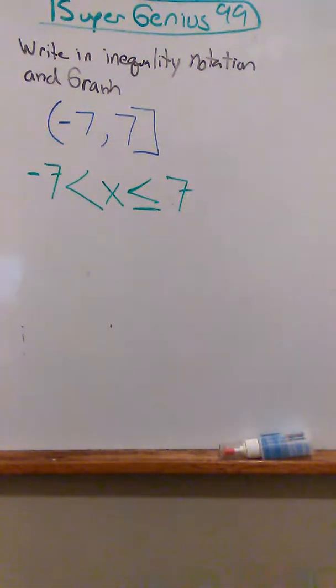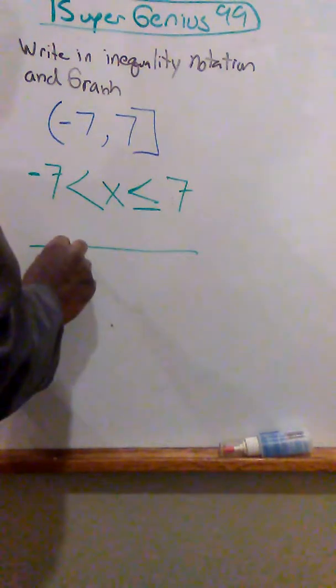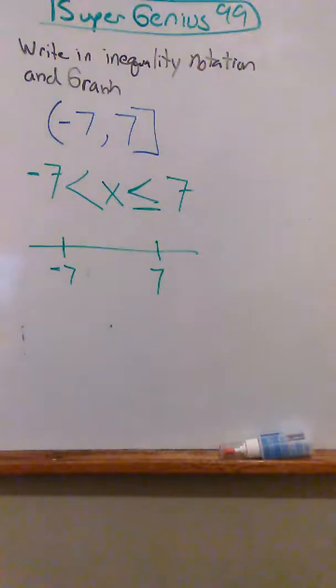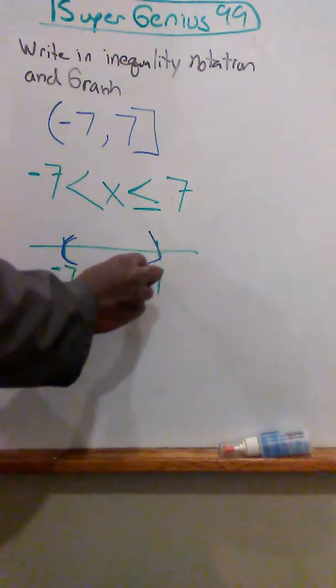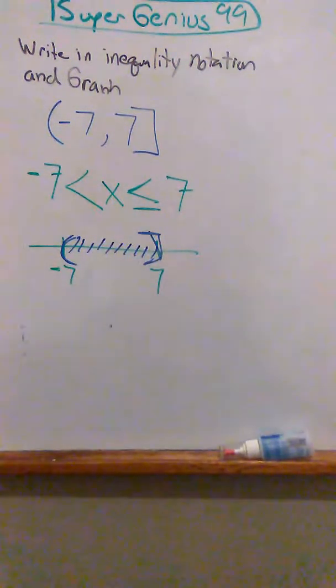Okay. And then now let's graph it. Okay, so we'll have a graph. I label my positive and negative sevens. So you can just put the parentheses and the brackets over the -7 and +7 as you see above. And just shade in between.